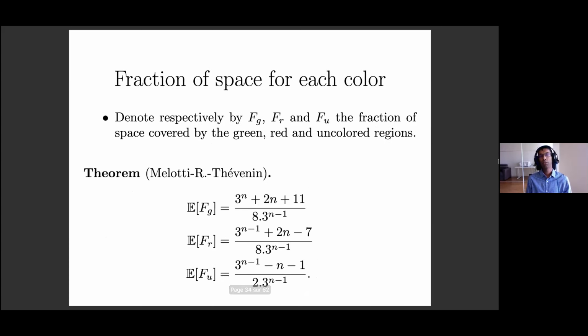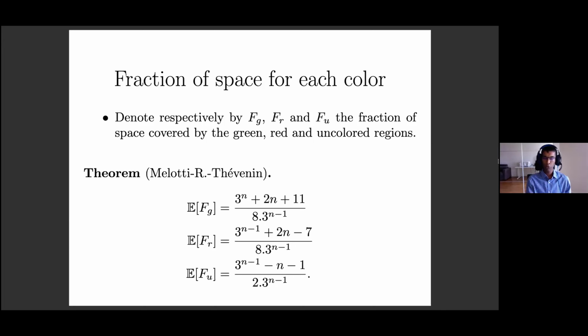Then you can ask also about the size of each region, because you will see that actually the green regions are on average bigger than the red regions. So you denote by Fg the fraction of space covered by the green regions. What does it mean? For each green region, you look at its angle, you sum all the angles of all the green regions, and you divide by 2 pi, which is the total angle around the circle, to renormalize, so that you have some fraction of space. Same for the fraction of red and fraction of uncolored. So the 3 fractions add up to 1.